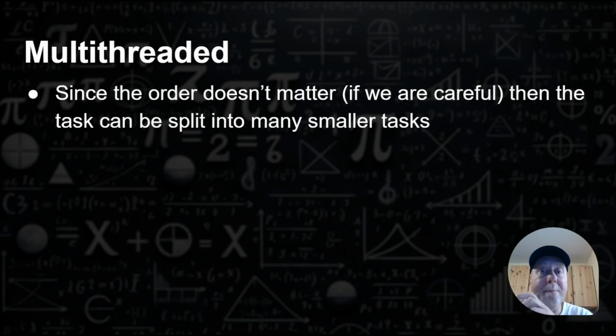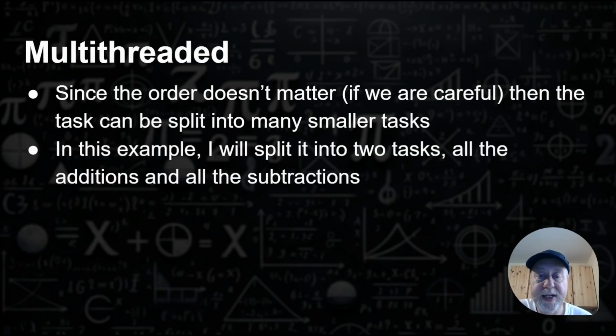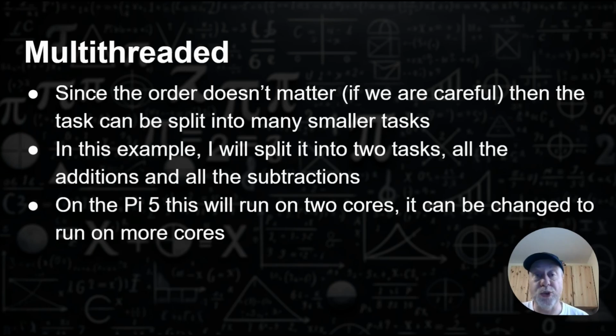So that's what I've done. I wrote a multi-threaded program that calculates pi, because each thread can handle some part of that infinite series, and then we can bring all the results together at the end to do one final sum to work out what the value should be. In this example, I'll just split it into 2 tasks, one that does all the additions and one that does all the subtractions. That's really easy, and you bring them together at the end to give you that final value. Now on a Pi 5, this will run on 2 cores, as it would on a Pi 4 and so on.